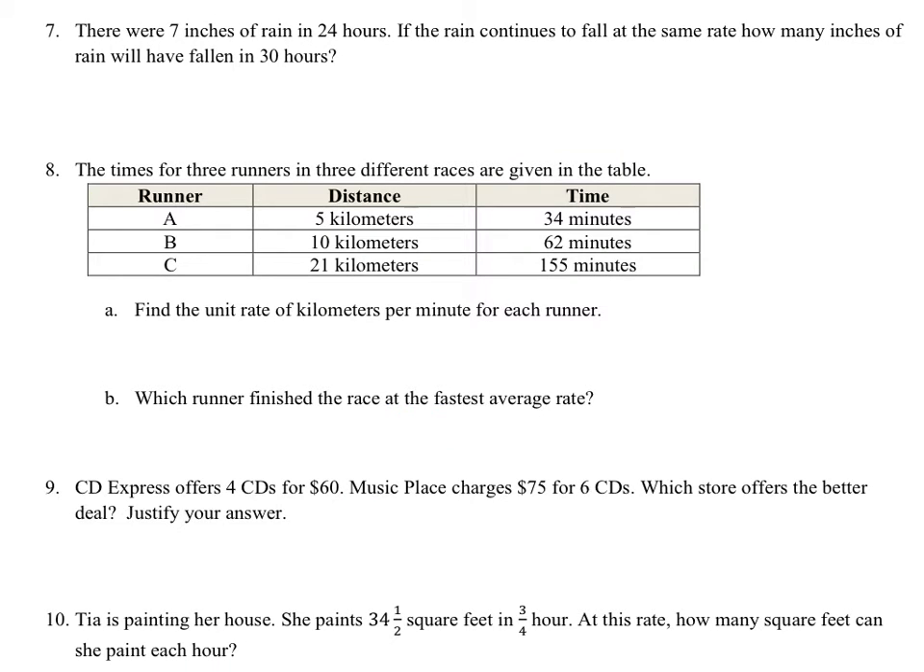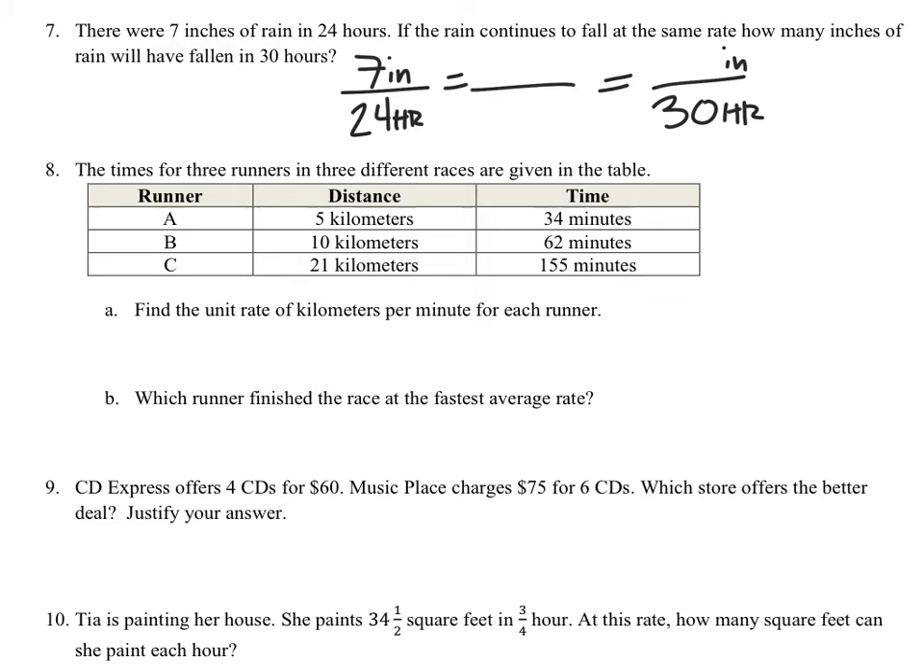Alright, number 7, there were 7 inches of rain in 24 hours. If this rain continues, how much rain will have fallen in 30 hours? Well, we've got to look at these. 7 inches in 24 hours, and we want to figure this out for 30 hours. So yeah, I like that suggestion. It would be good to compare this using a unit rate.